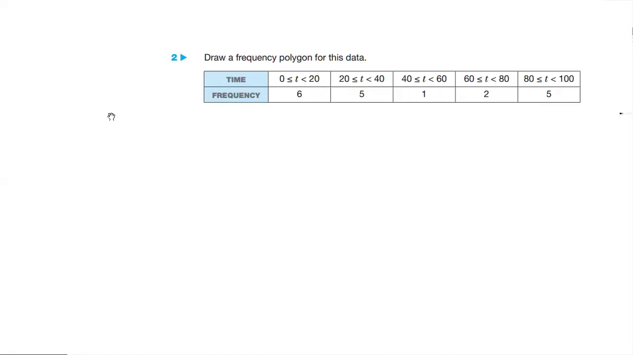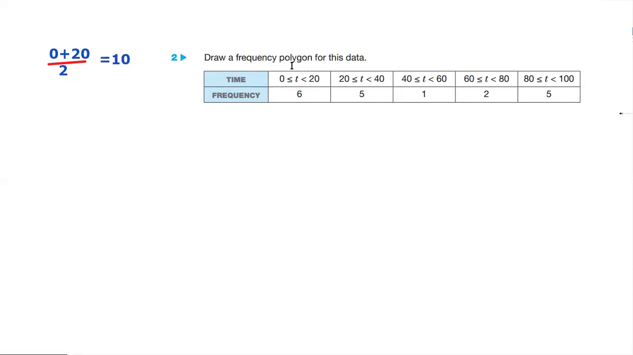First, as we said, let's find the midpoints. So, how do we find midpoints? Very good. By adding them and dividing by 2. So, 0 plus 20, we add them, and then we divide by 2. This is how you find the midpoint of each one of these data. So, 0 plus 20 is 20. 20 divided by 2 will equal 10. So, the first one is 10.